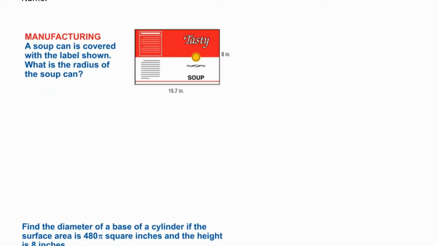In this problem, we're given that a soup can is covered with a label as shown. What is the radius of the soup can? So we're given the height, and we're given the circumference here, which is 2 pi r. So if 15.7 equals 2 pi r, to isolate r, we would divide both sides by 2 pi.